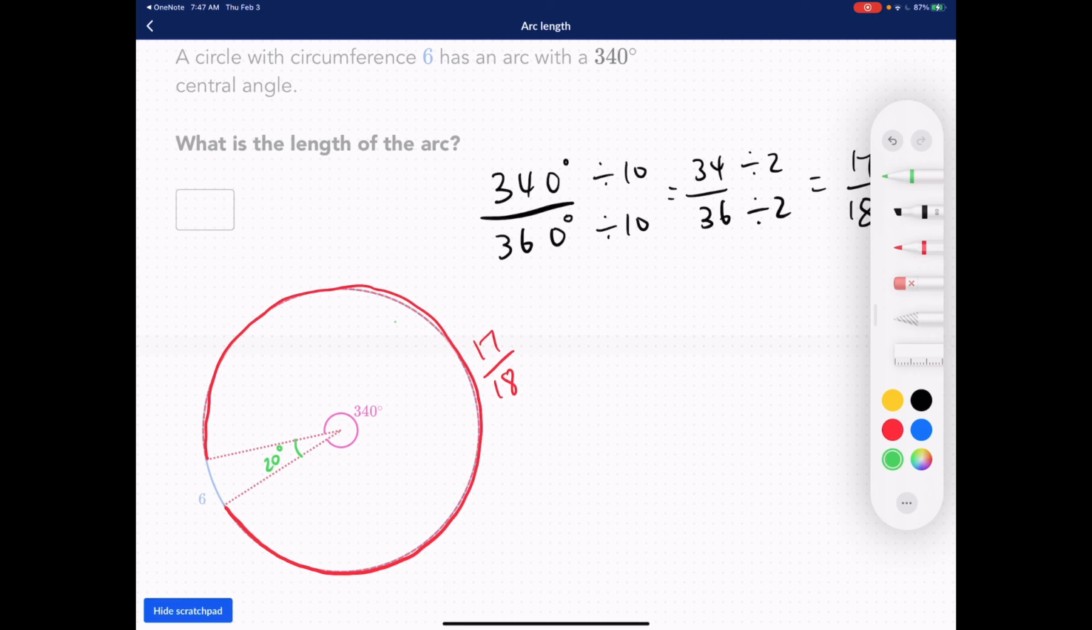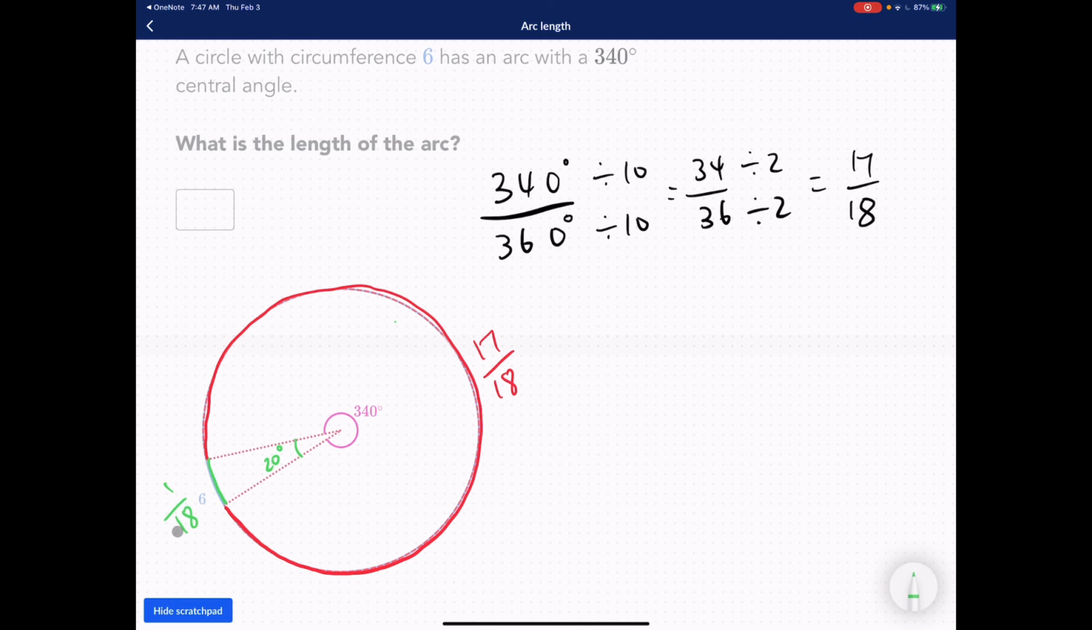And this right here, I'm going to put this in green. That is going to be 1/18 of the entire circle. So if we wanted to find this length, what I would do is 1/18 times 6, which is the entire length of the circle, or the circumference of the circle. But we don't want to find this right here. We don't want 1/18 of a circle. We want 17/18 of a circle. So how do I do that?